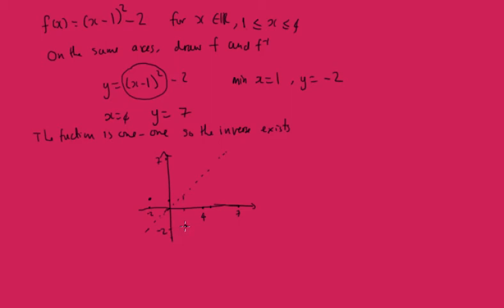This is going to kind of go up like that. And so that one here will be 7, 4, and this is 4, 7, and this is 1, minus 2, and this is minus 2, 1. So that's a wee bit better.